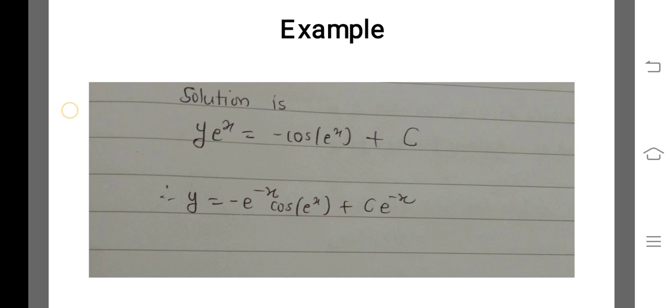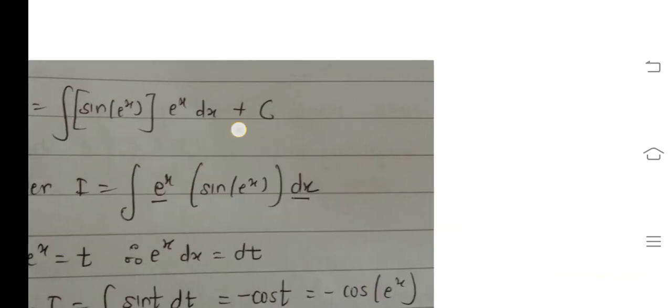As the order of this differential equation is 1, in the solution we are getting one arbitrary constant. Here p is 1 and q is sine of e to the power x.